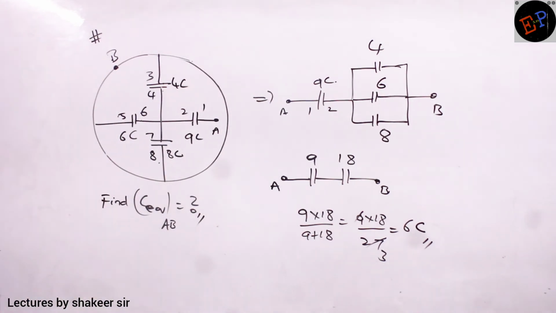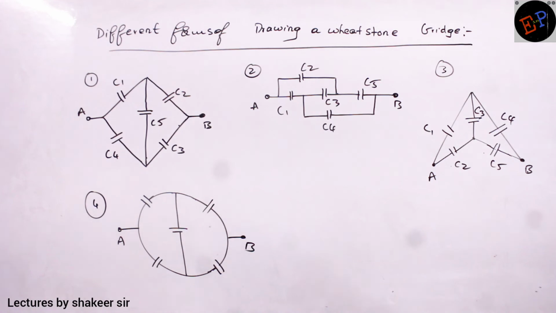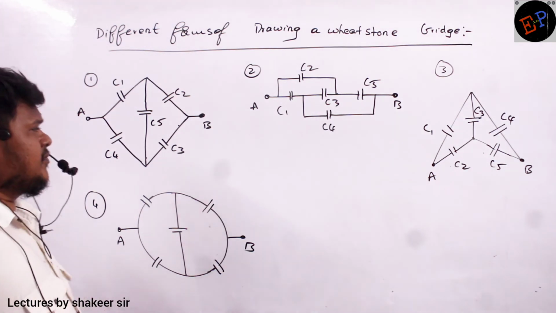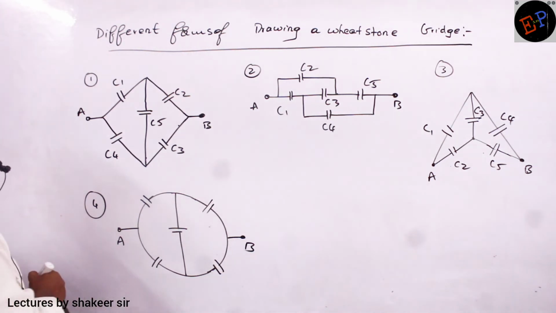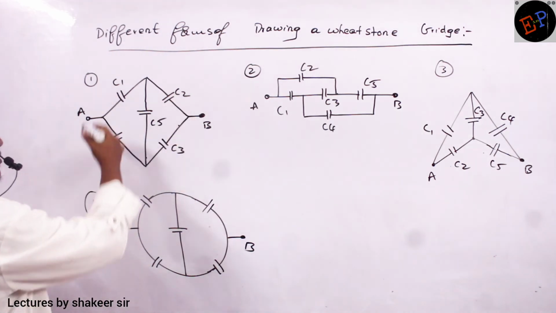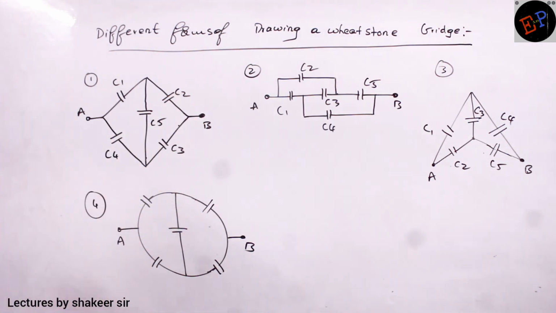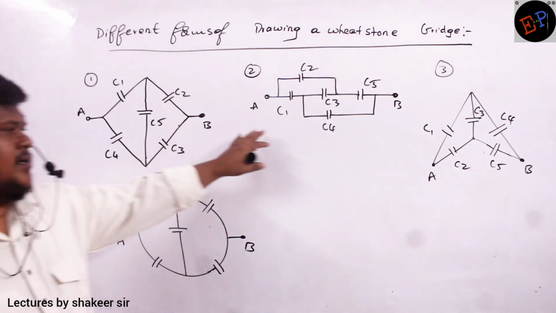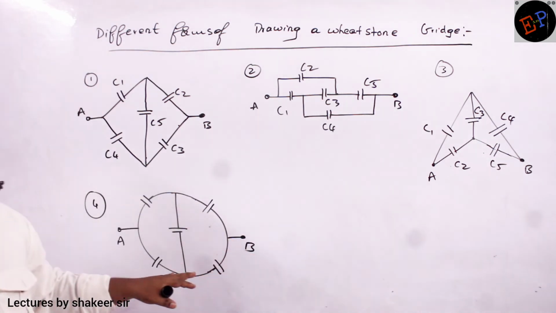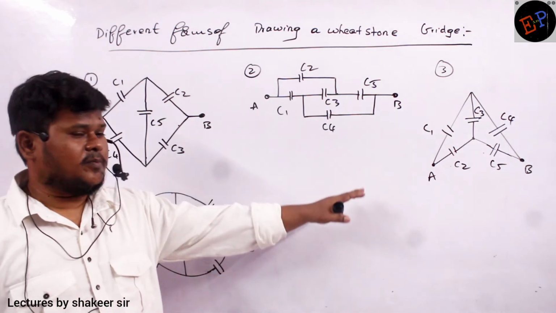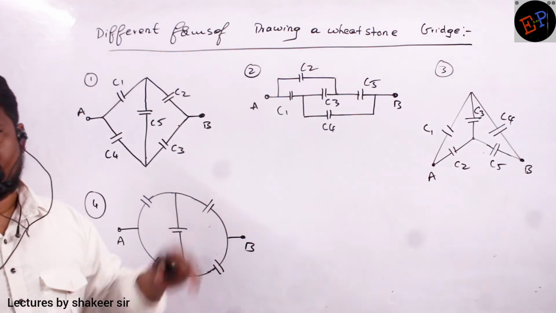See, ma'am, these are the different forms of drawing a Wheatstone bridge. This is a Wheatstone bridge, basically. This is how you see Wheatstone bridges, and the same Wheatstone bridge can be connected in these many methods also. Wherever you find this format of connection, you understand it is a Wheatstone bridge.